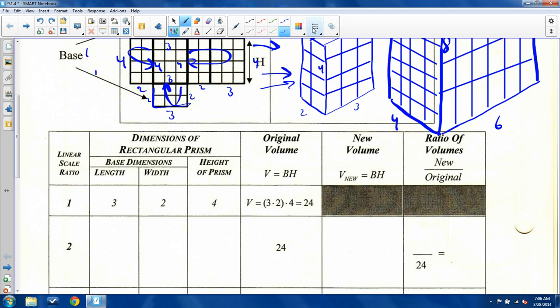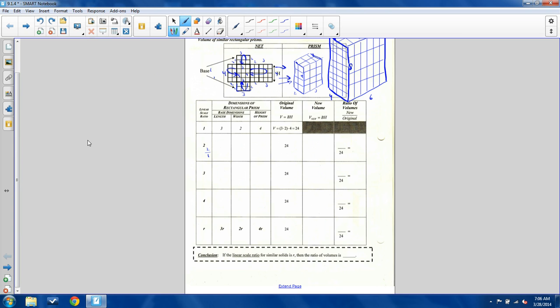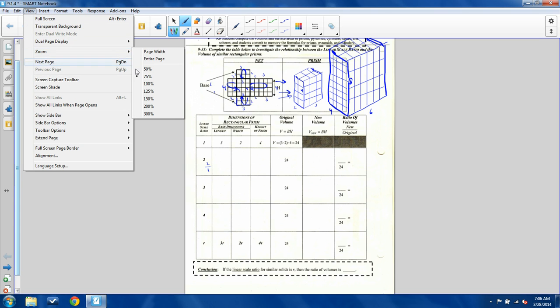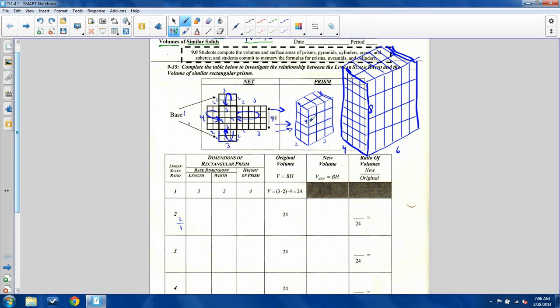So when that says 2, what that means is we're looking at a 2-to-1 scale ratio. We're looking at a linear scale ratio of this to this. I took every length and grew it by 2. It goes 2 to 4, 3 to 6, and 4 to 8. So everything is twice as big. Okay, the question is going to end up being, though, what is my ratio of volumes?